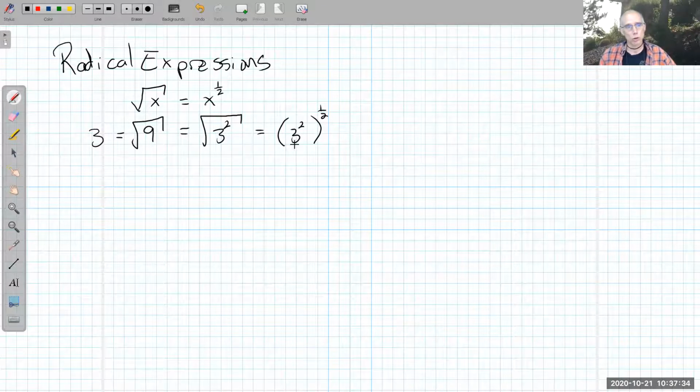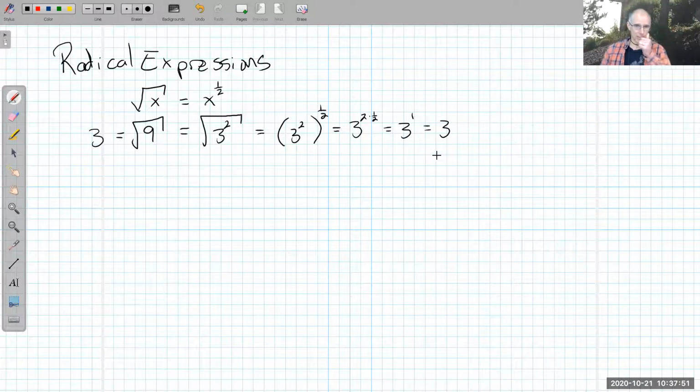You might remember a rule from earlier in math that if you have a power to another power, you multiply those powers. So this is 3 to the second power times 1/2. 2 times 1/2 is 1, and 3 to the first power is 3. So that's just an example of the idea that a radical expression can be written as a power.